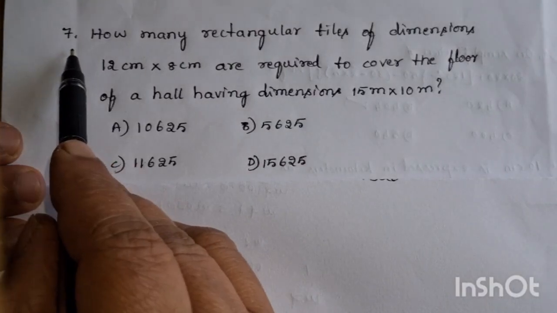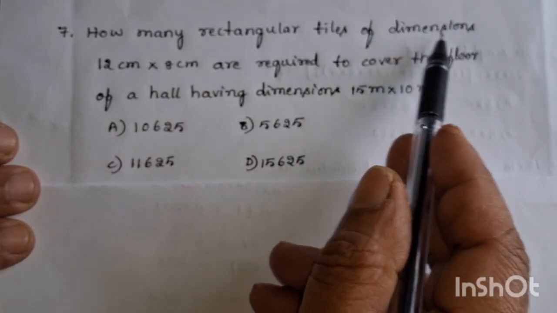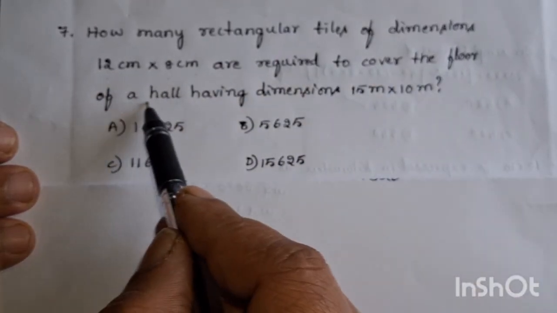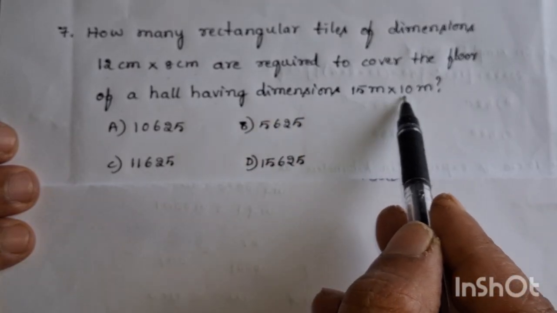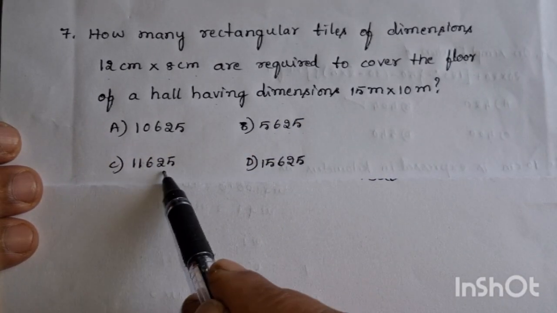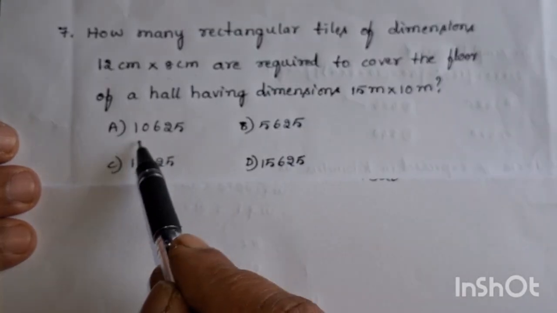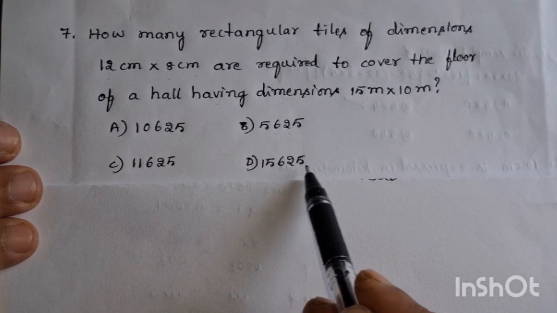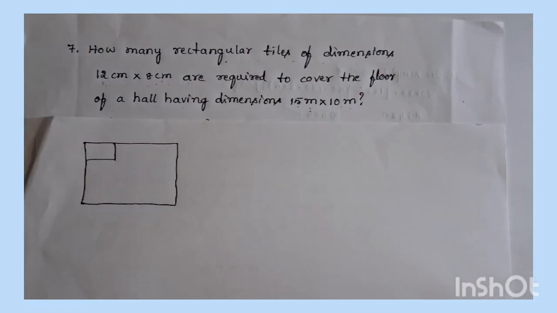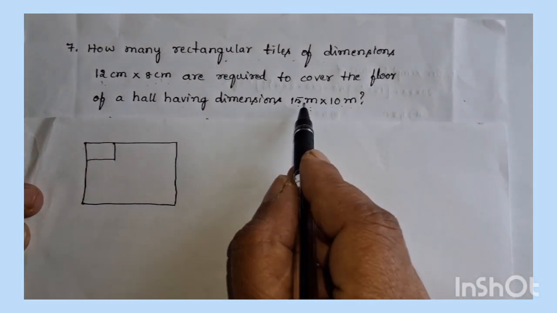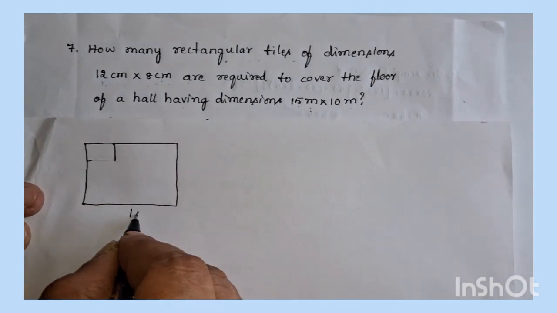Seventh question. How many rectangular tiles of dimensions 12 cm multiplied by 8 cm are required to cover the floor of a hall having dimensions of 15 meters multiplied by 10 meters? Options: 10625, 5625, 11625 and 15625.